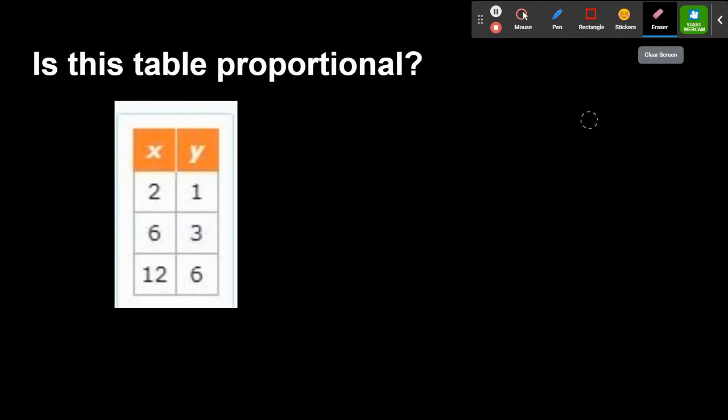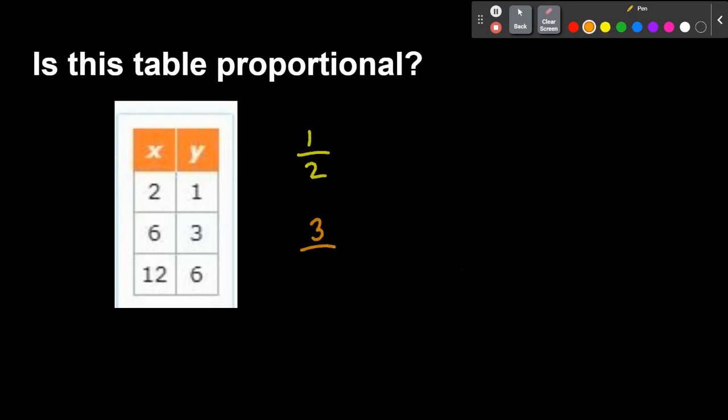Go ahead and check this table. All right, again, let's test this out. Always doing y over x, y over x. So I'm looking at 1 over 2, 3 over 6, and 6 over 12.